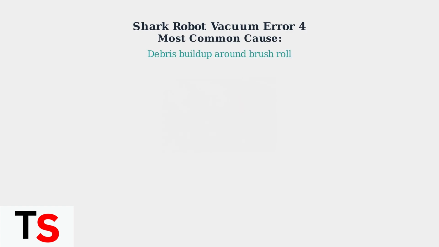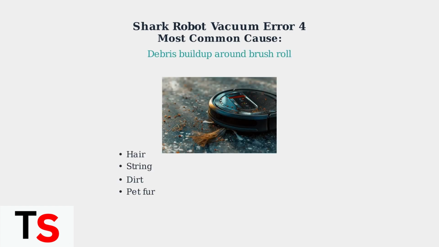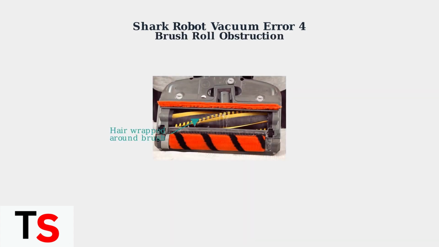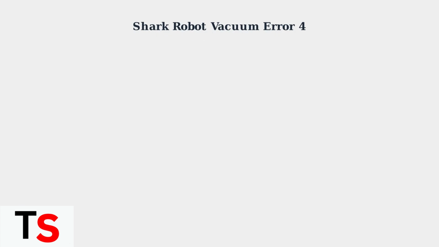The most common cause of error 4 is debris buildup around the brush roll. Hair, string, dirt, and other particles wrap around the brushes, preventing them from rotating freely. Here you can see exactly how hair and debris wrap around the brush rolls. This tangled material prevents the brushes from spinning, triggering the error 4 detection system.